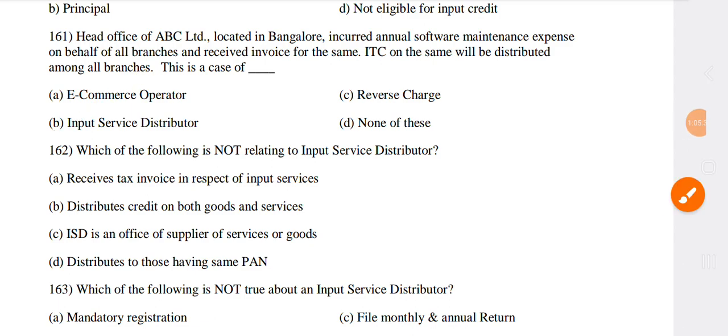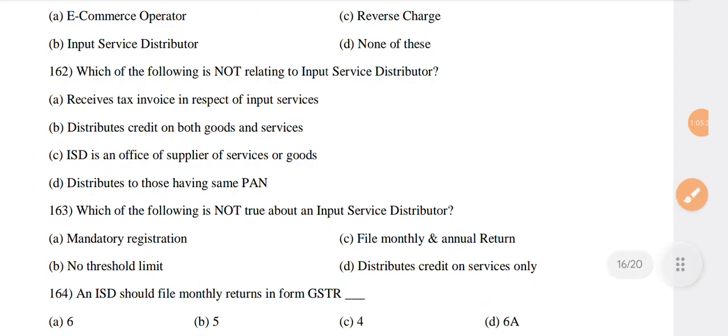Move to the next question. Which of the following is not relating to input service distributor? Option A, receive tax invoice in respect of input services. B, distributes credit on both goods and services. C, ISD is an office of suppliers and supplies all goods. Option D, distributes to those having same PAN. And the correct option is B.